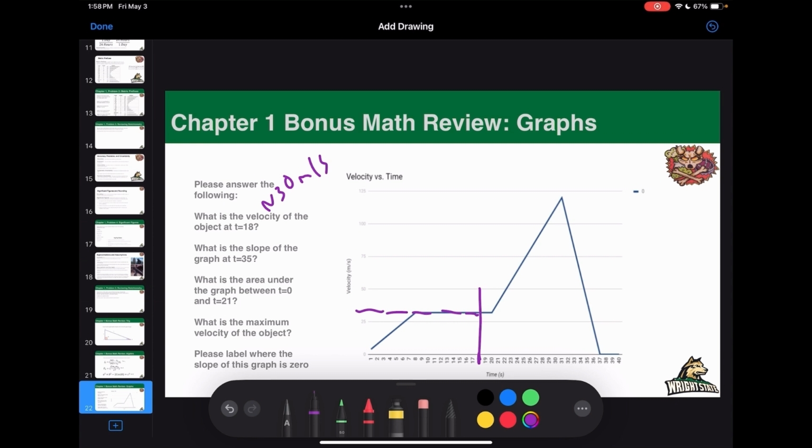Okay, what is the slope of the graph at t equals 35? At t equals 35, that is this point here. Notice we've got a straight line here.